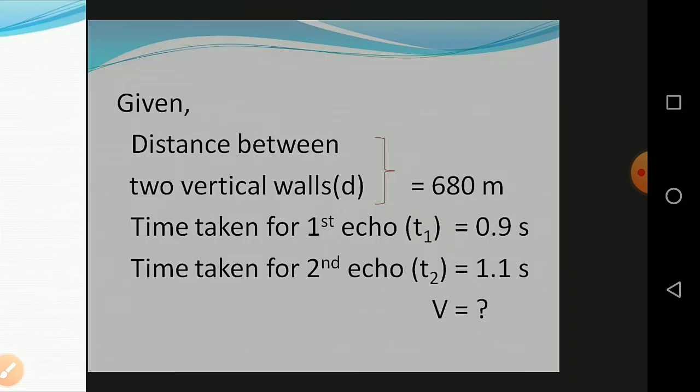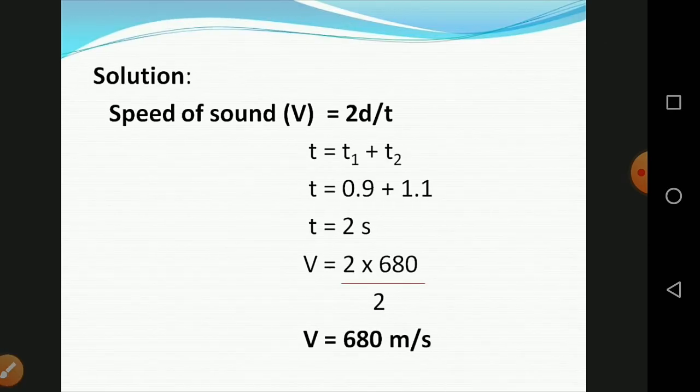Using the formula, speed of sound v is equal to 2d by t. We don't know t directly, but we have t1 and t2. So if you take the average, that means t is equal to t1 plus t2, that is 0.9 plus 1.1. If we add these two values, t is equal to 2 seconds.